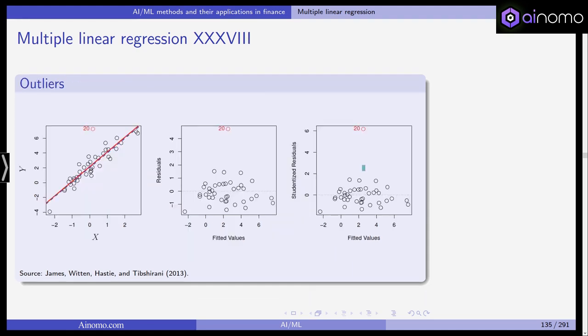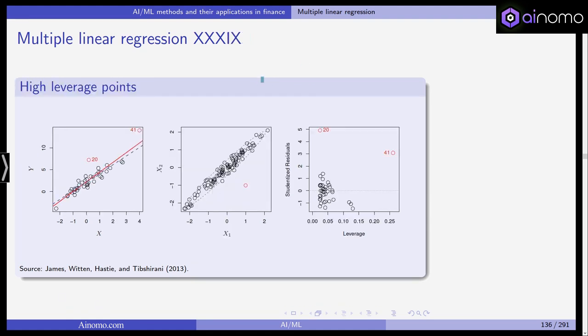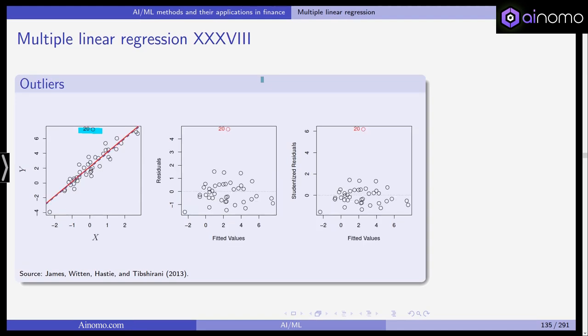Next, we have outliers. Outliers are extreme values of y. For example, this observation here, number 20, as you can see, is an outlier. Now, with the outliers, if we have a look at the next plot, the red line and the blue line are the linear fits for the data with and without this outlier.